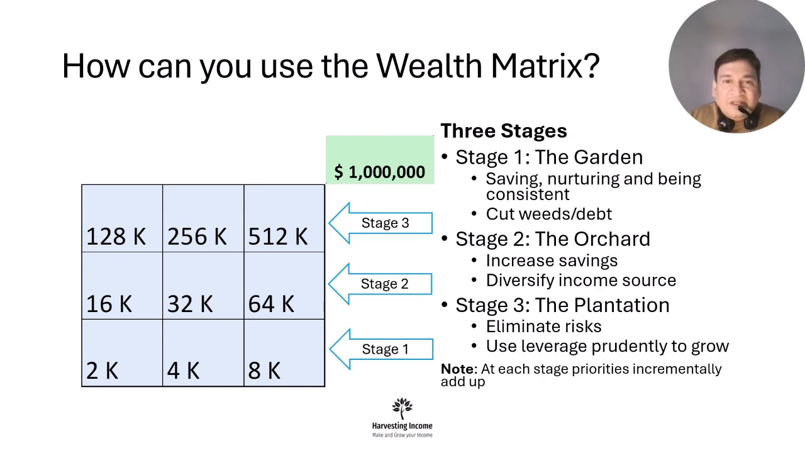There are 3 stages. In stage one, you're basically saving and nurturing. When you have an investment account of $2,000 or $4,000, you're just saving a little bit and growing. Your investment is yielding probably a little bit of dividends and a little bit of growth. Let's say your portfolio grew 10% last year. You started with $4,000 and your portfolio went up to $4,400, so a 10% increase in value.